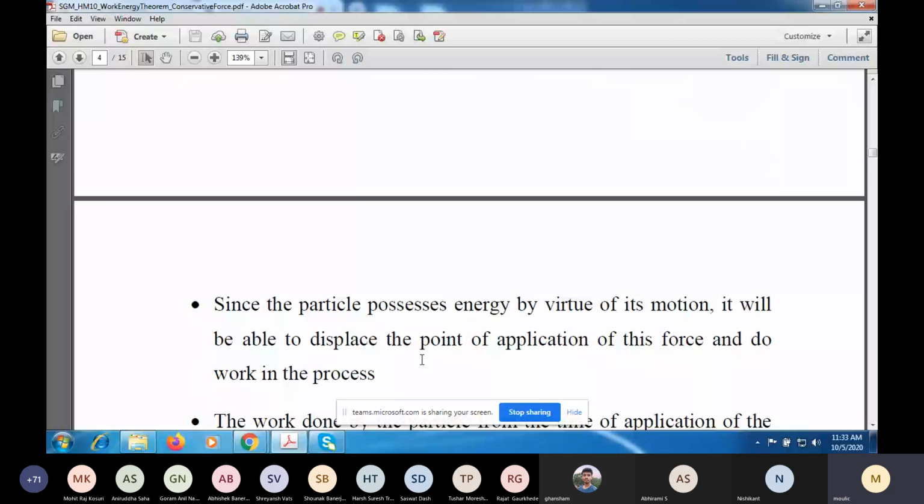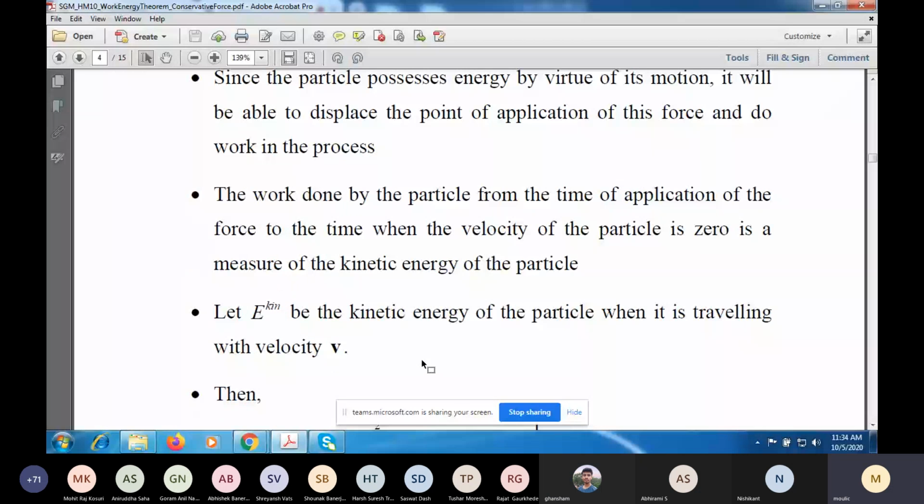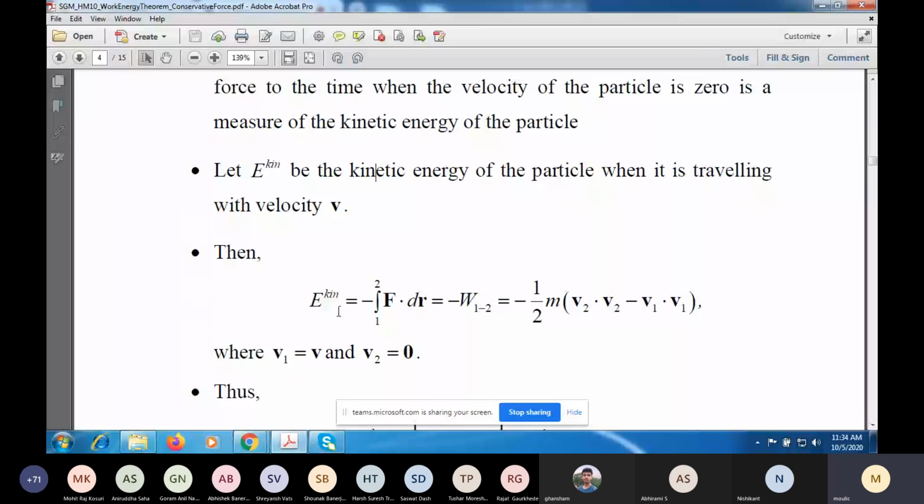And the work which it can do from the time when you apply the force to the time when the velocity of the particle has become 0, you can think of as the measure of the kinetic energy of the particle. So if I say capital E with the superscript KIN, if I use this symbol to denote the kinetic energy, then the kinetic energy is this quantity: minus integral F dot dr from 1 to 2, where at point 2 the velocity is 0 and at point 1 the velocity was v.